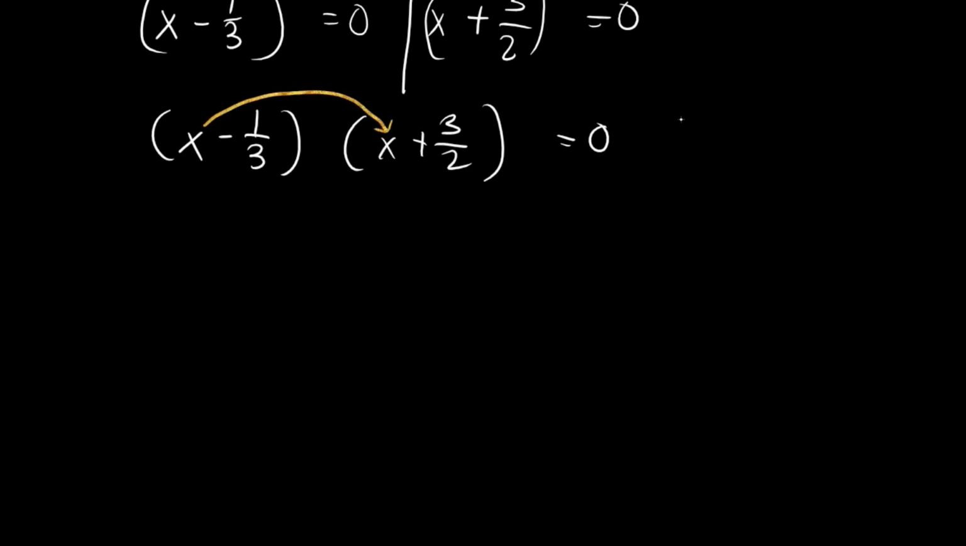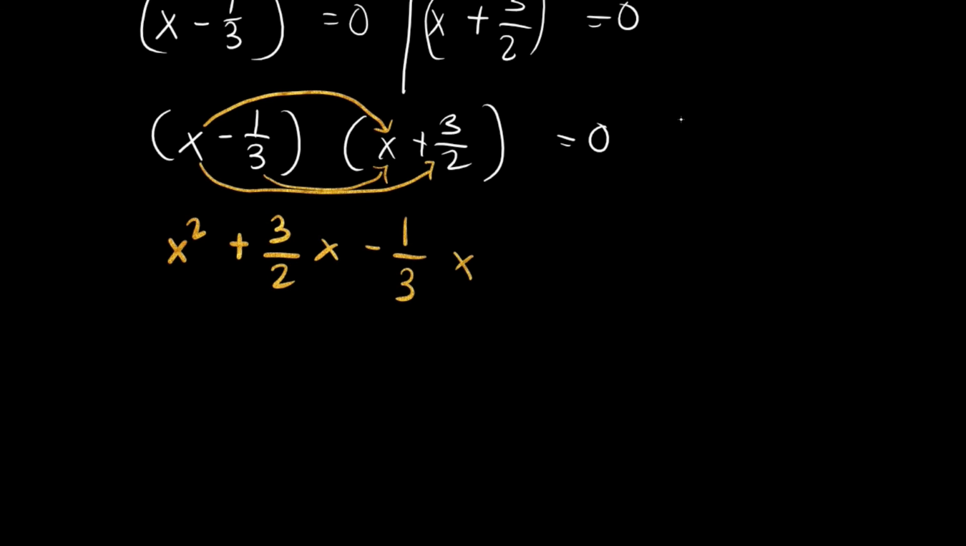Okay, dito muna tayo. X times x is equal to x squared. X times 3 over 2 is equal to positive 3 over 2x. Then, negative 1/3 times x is equal to negative 1 over 3x. Then, lastly, negative 1/3 times 3 over 2 is equal to negative 1/2. Then, equal natin siya sa 0.